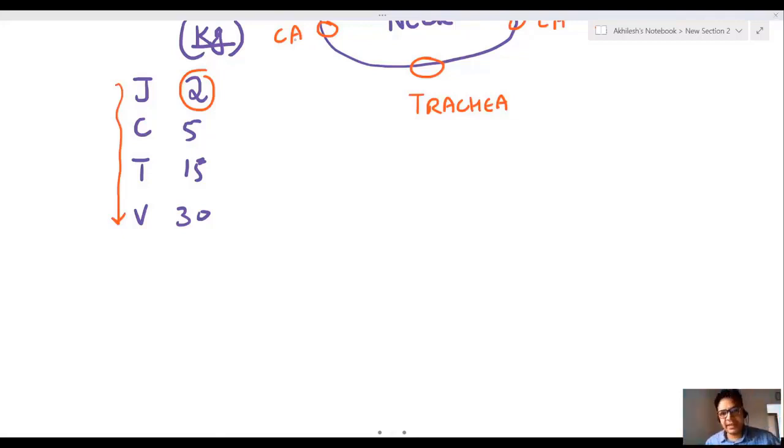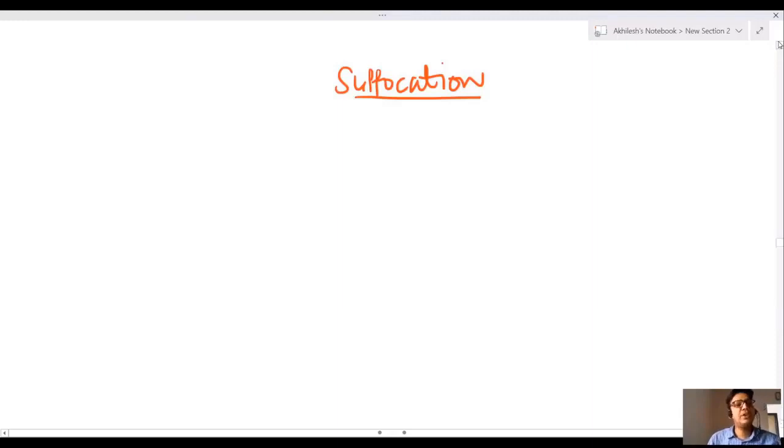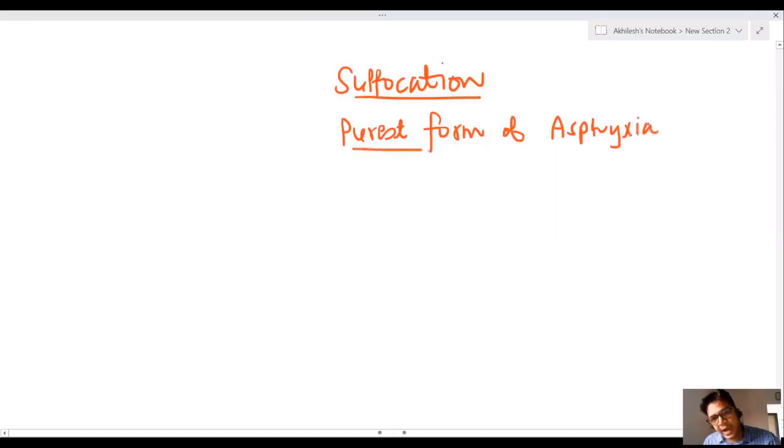Now we'll discuss asphyxial deaths one by one. The first asphyxial death is suffocation. Suffocation means you are getting suffocated, in Hindi, dum ghutna. It is the purest form of asphyxia. Why do we consider it the purest form of asphyxia?